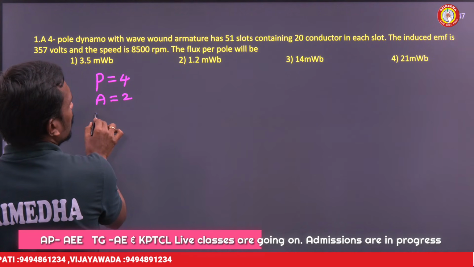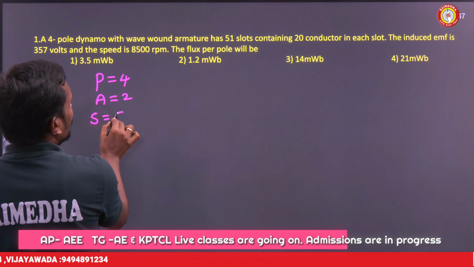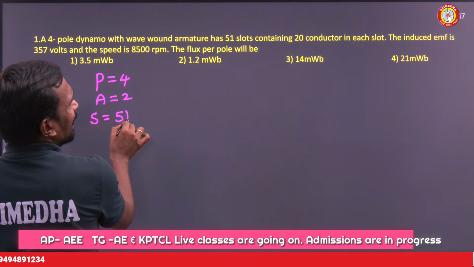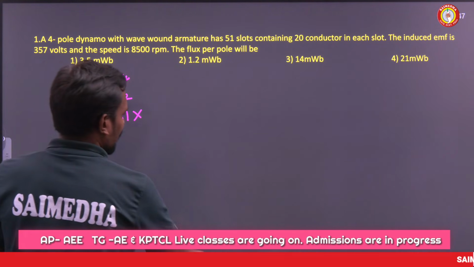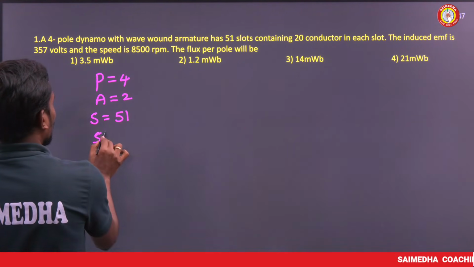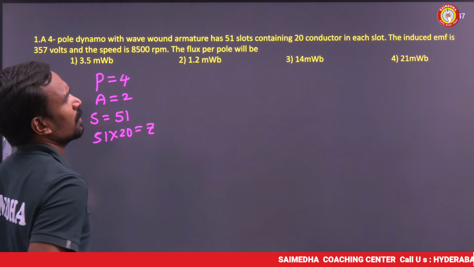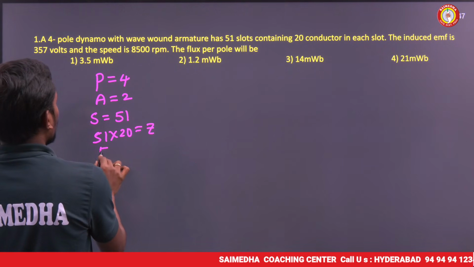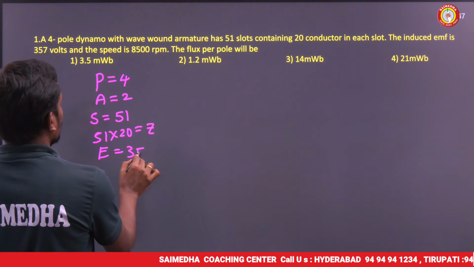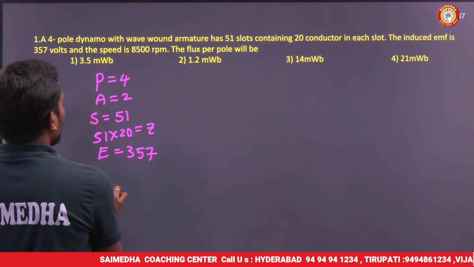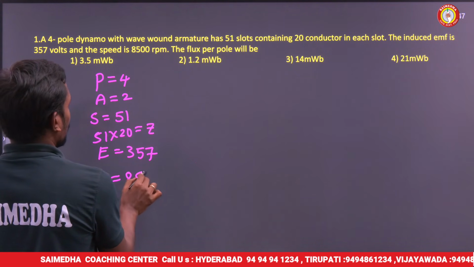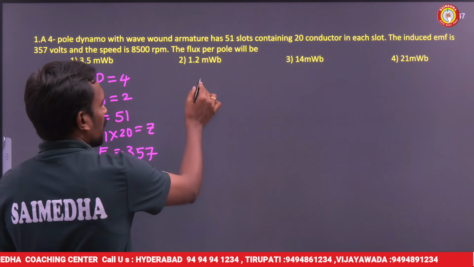armature has 51 slots containing 20 conductors in each slot. This is the number of conductors. The induced EMF is given as 357. The speed is given as 8500. Now they are asking for the flux per pole.